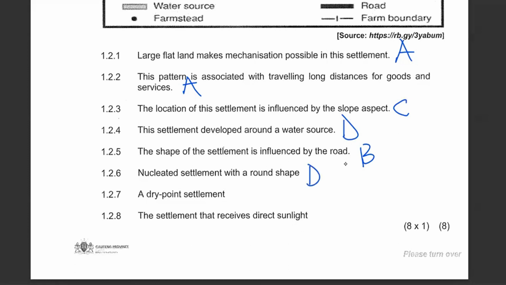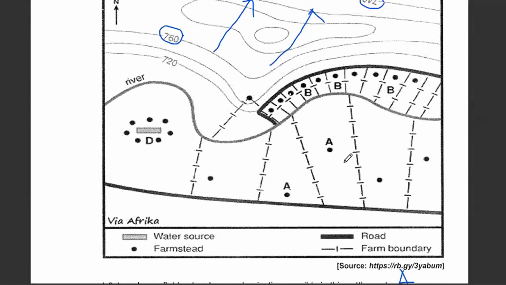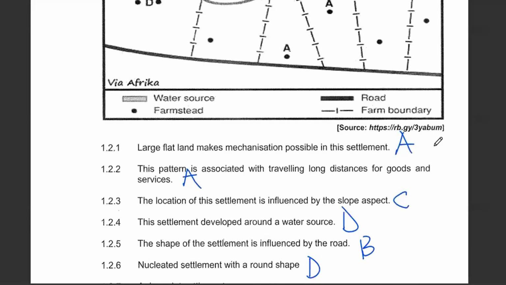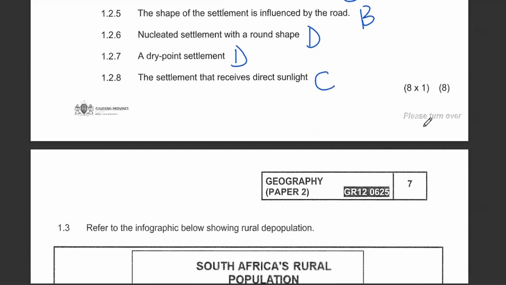Then a dry point settlement. A dry point settlement, we are looking at a settlement which is established away from water for the risk of flooding. If you check settlement B is located further away from the river here. So it's a dry point settlement. A settlement that receives direct sunlight, like what we talked about slope aspect, it's C.